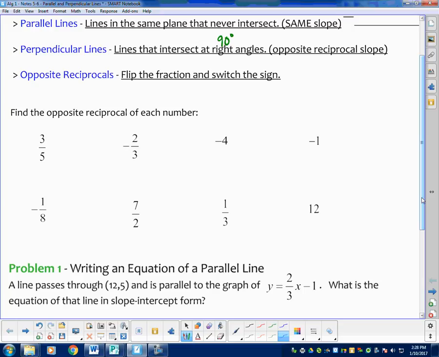Okay, so if I want to know the opposite reciprocal of 5/3, or sorry, oh no, I ruined it. What's the opposite reciprocal of 3/5? Negative 5/3. Yes. It has to be negative because I have to change the sign. Remember, this is a positive. I have to change the sign and flip it over. Change the sign every time and flip it.